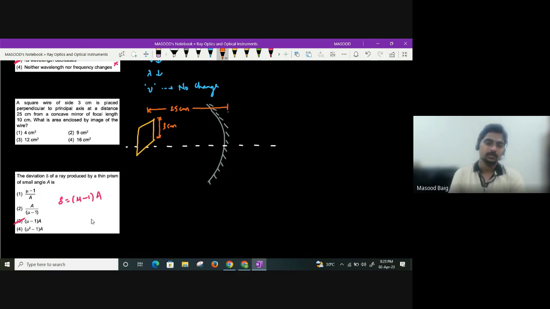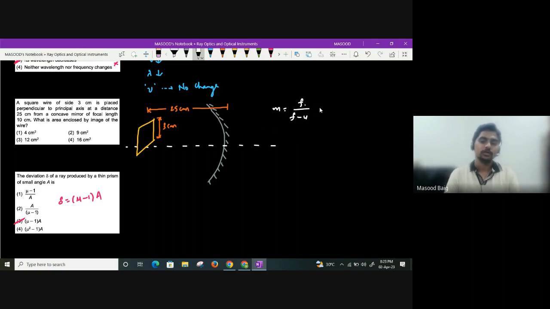Now, can I apply? They're asking what is the area enclosed by the image, guys. So I know focal length. I know the object distance. Can I find magnification? What will magnification be? Good question again. What is magnification going to be in terms of focal length and object distance? It is F divided by F minus U.